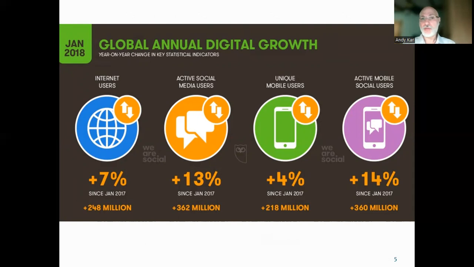The active social media users had an increase of 13%, which translates into 362 million people. The numbers are amazing. The growth is amazing. We have unique mobile users plus 4%, an increase of 4%, which, although it seems a bit lower than, for example, the active social media users increase, if we translate it into raw numbers, we can see that more than 200 million people started using their mobile phones, which is a huge number.